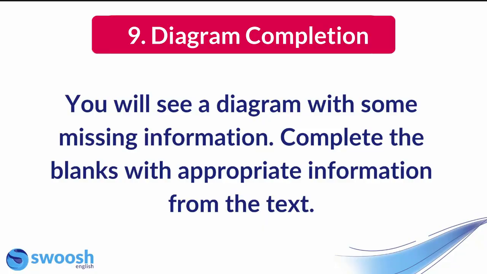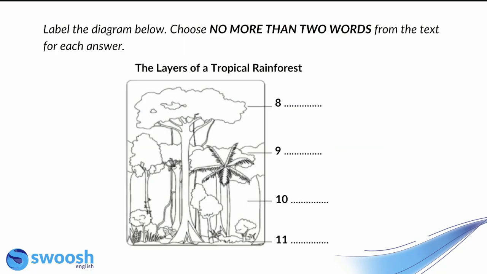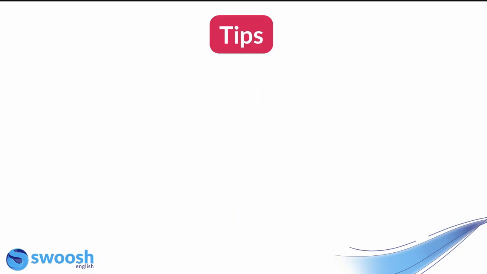Moving on then to our final question type for this part of the video, we're looking at diagram completion. Once again, you've got a diagram with missing information and you're going to complete it again with information from the text. This example here, you can see our diagram is of the layers of a tropical rainforest and you're going to label the layers. Now, some tips to help you with diagram labeling.